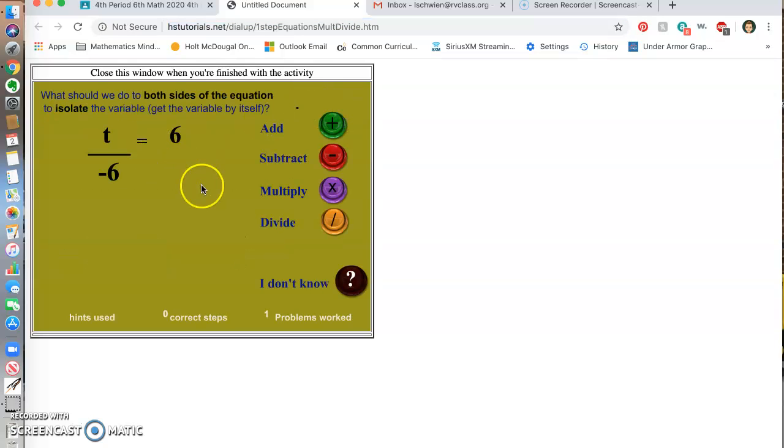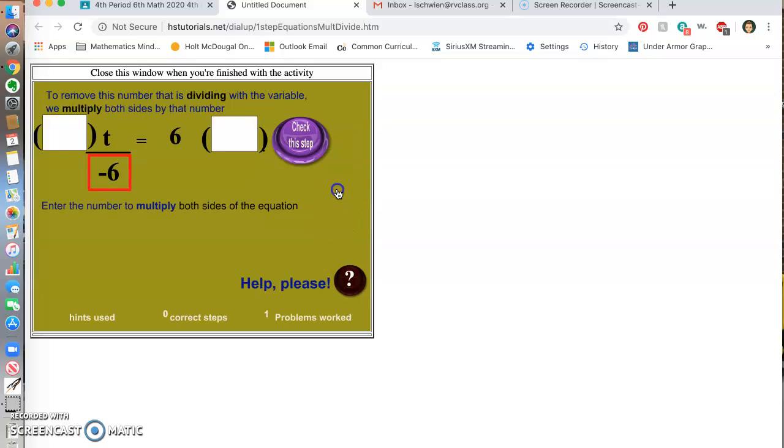Now, the first thing you got to pay attention to is don't forget to read the directions. It says, what should we do to both sides of the equation to isolate the variable? Get the variable by itself. Remember, that's your goal, to isolate the variable. So ask yourself, what kind of an equation is this? Well, it's division. So you have to multiply to undo it or to isolate the variable. So click on multiply.